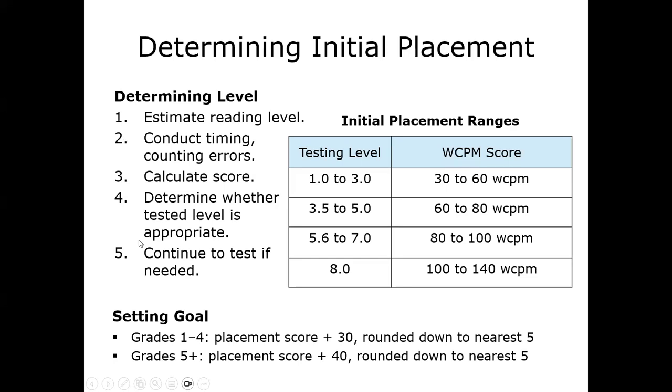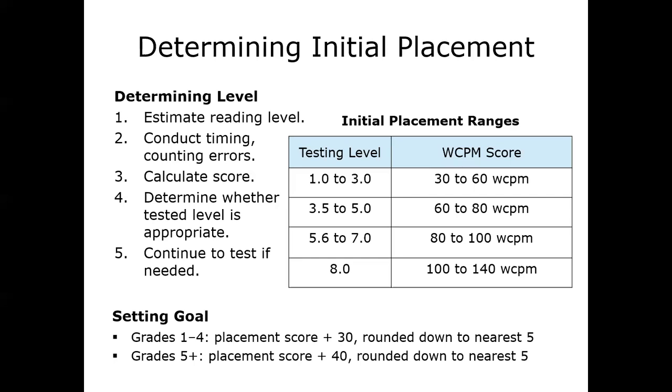This is a very abbreviated list of those instructions. And this short, nice, succinct list is in that placement packet. And so is a much more elaborate, elongated description of how to do it. But basically, all you do is estimate the level you think your student is reading at. Then you find that passage in the placement passage. You give them a 1-minute timed reading. I know you know how to do that. So you time them for a minute, you count their errors, and you calculate their words correct per minute score, right? It's just a fluency assessment.